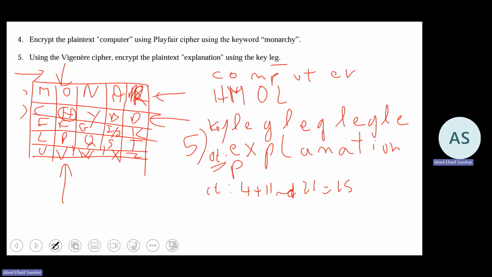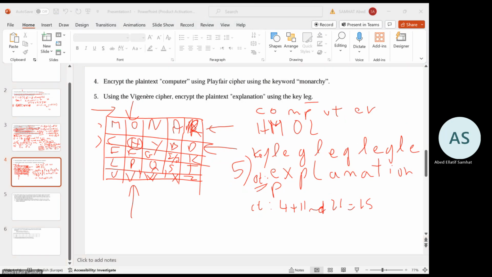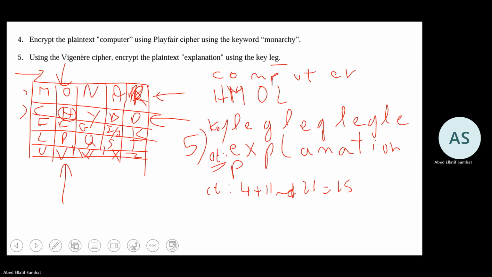Now for X, okay, I want to check also X, and the key here is also E. So the ciphertext is X. X is 23, plus the key is E, which is 4 mod 26, which is equal to 27 mod 26, which is equal to 1. 1 is the letter B. And so on. You have to continue following the same approach.